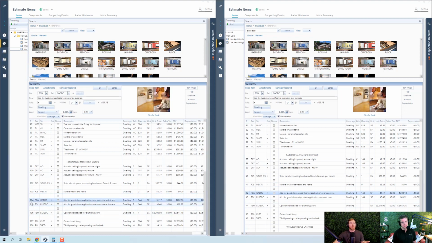Wally, here's another one where you and I enjoy these line item description changes. So it used to just say add floor glue down application, add floor glue down application. And if you know what I'm talking about, these are the FCW GAD-C and the FCV PLK GDC line items. Now they've clarified, hey, FCW is for the wood flooring glue down. FCV is for the vinyl plank glue down.